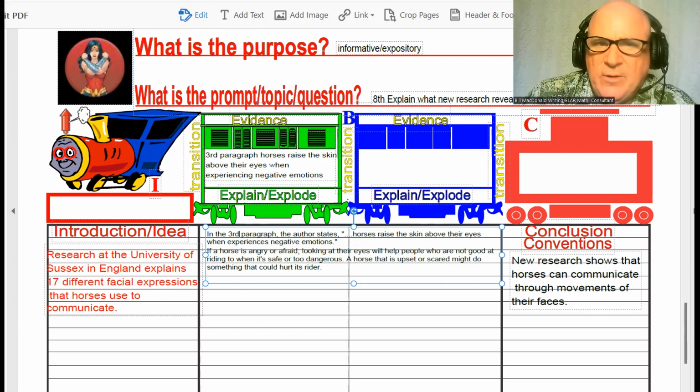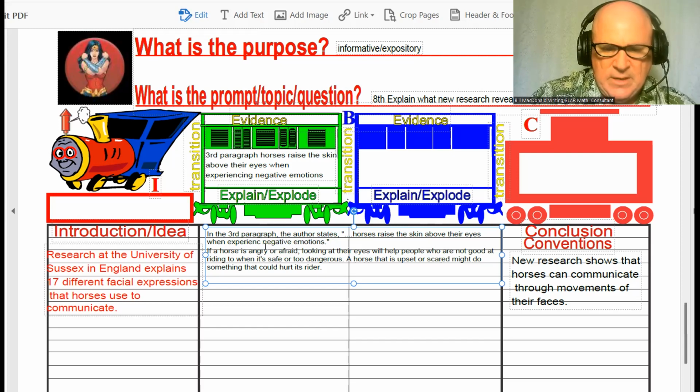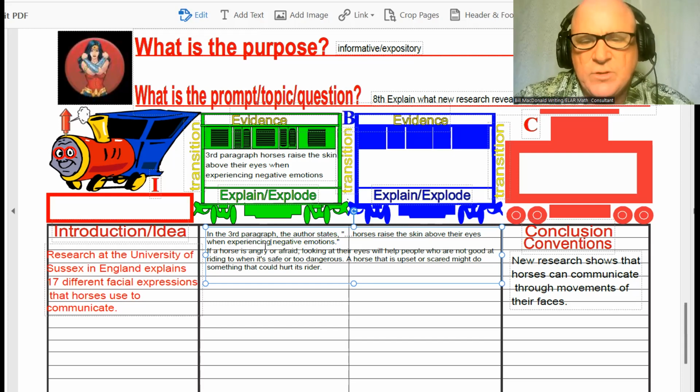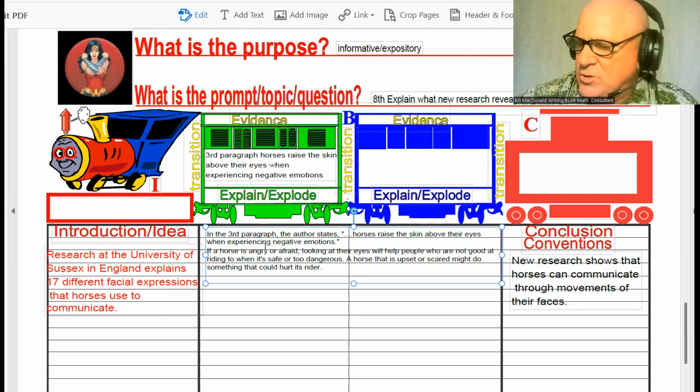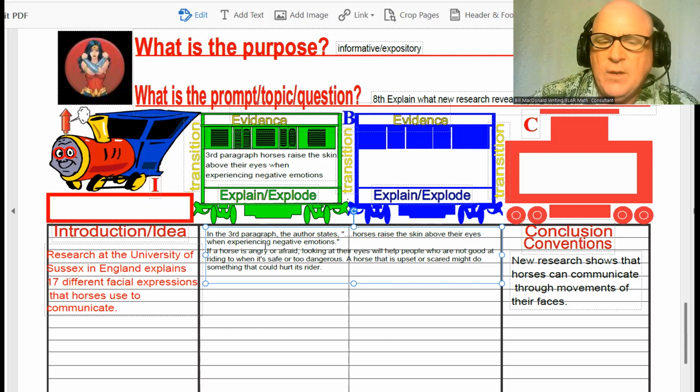And so I'm seeing here that I made a mistake again. Not when experiences, I have to fix it: when horses experience negative emotions. So there's a sentence. I'm going to put that inside the pointer finger, and I'll show this to you when I'm done. That's the second sentence.